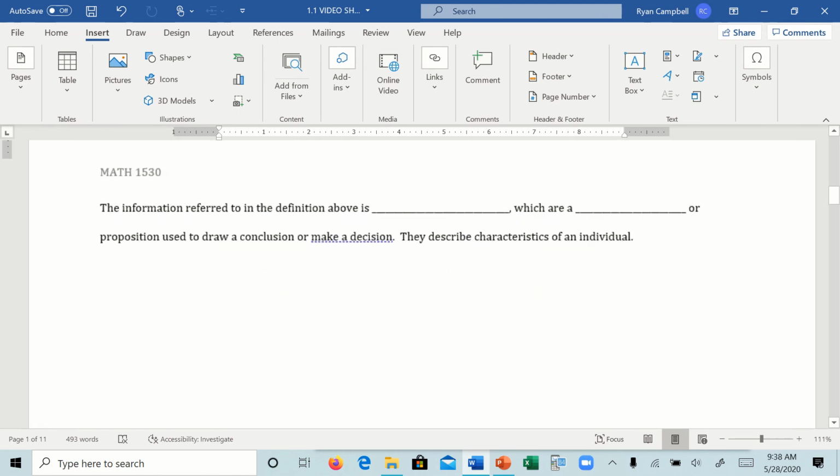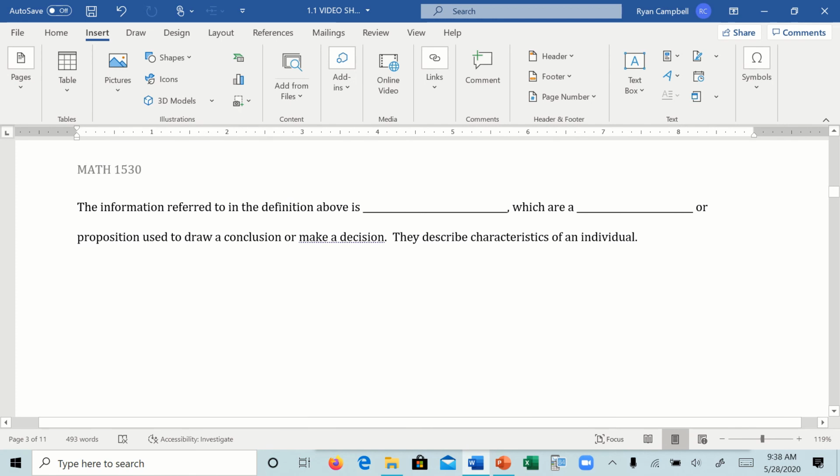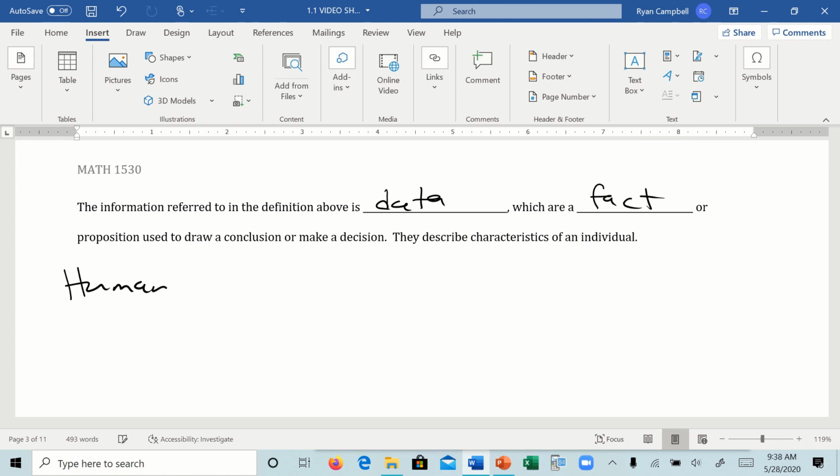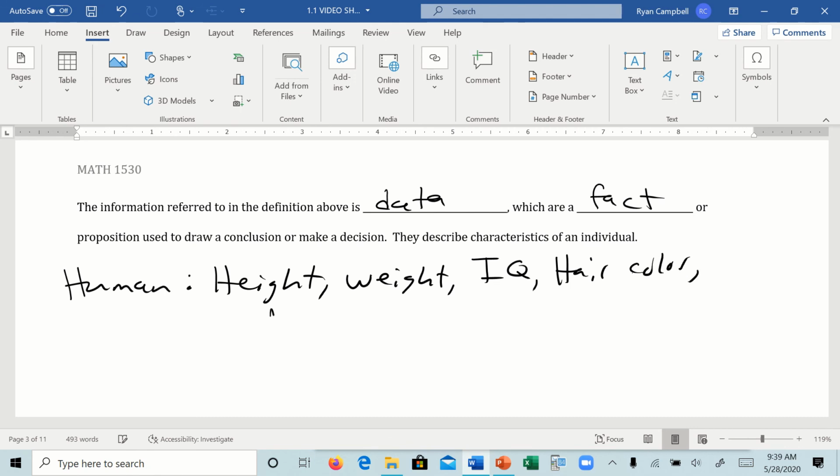All right. So let's do the next thing. The information referred to in the definitions above is called data. So the things that you actually collect are data. These are facts or propositions used to draw conclusions or make a decision. So they describe characteristics of an individual. So what could be some characteristics? If we're talking about an individual who is a human, what would be some human characteristics? We could say height, weight, IQ, hair color, right? We could say the number of hair follicles. I'm not exactly sure how to spell that.